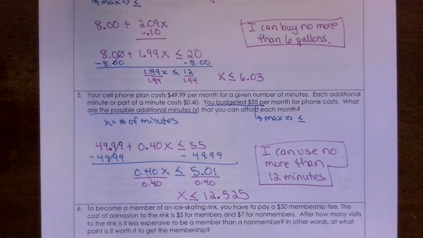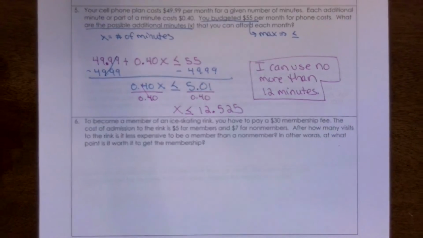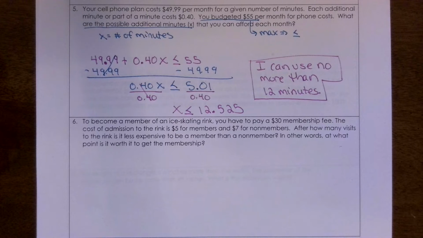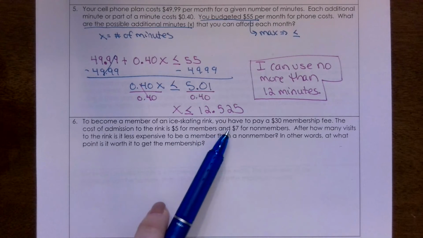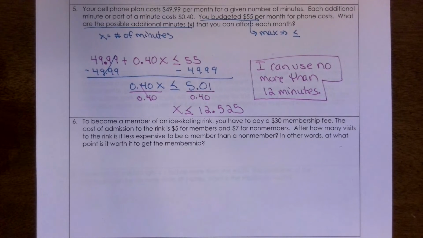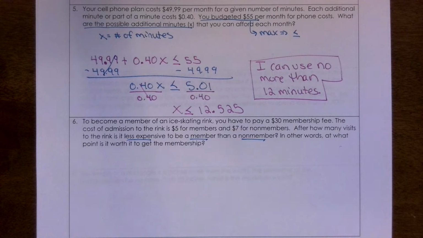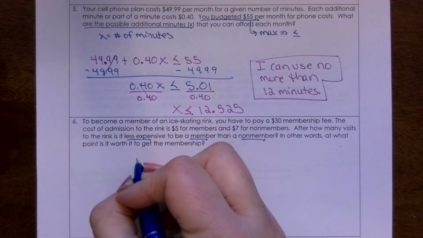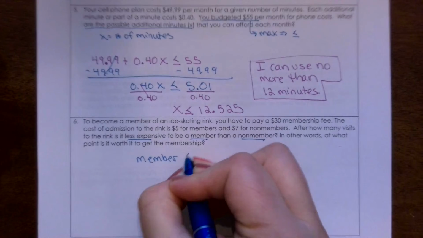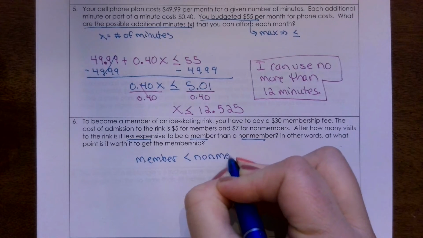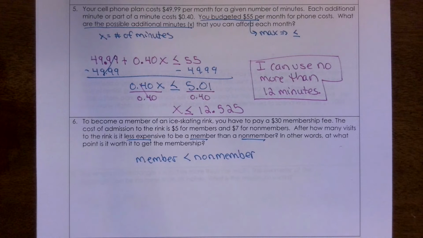All right, last question on this page. To become a member of an ice skating rink, you have to pay a $30 membership fee. The cost of admission to the rink for members is $5 and $7 for non-members. After how many visits to the rink is it less expensive to be a member than a non-member? In other words, at what point is it worth it to get the membership? So I want being a member to be less than being a non-member. And I like writing this in the case of inequalities, so I remember where I have to put what.